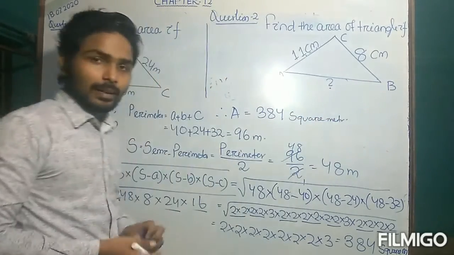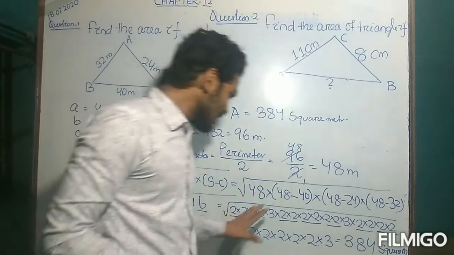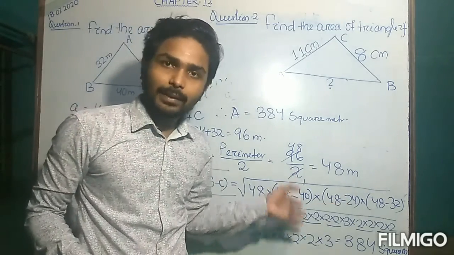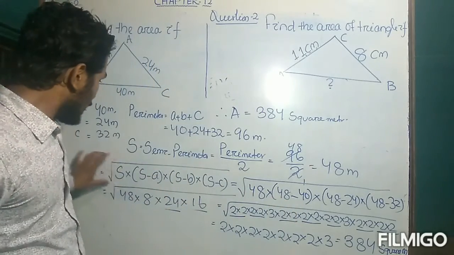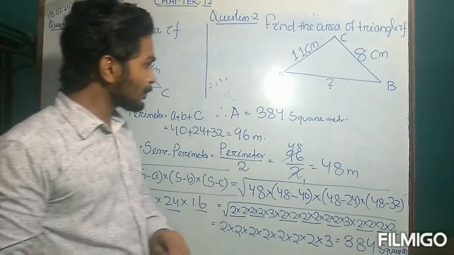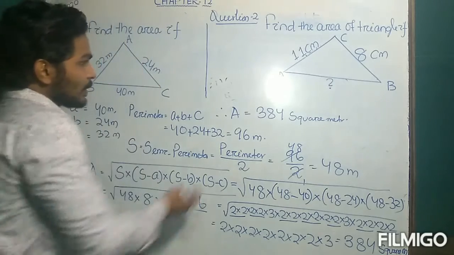Okay, now it is clear. So this is a simple process. You can calculate the square root by simply factorizing them. But you have to remember this area formula. Clear? Now it is clear.